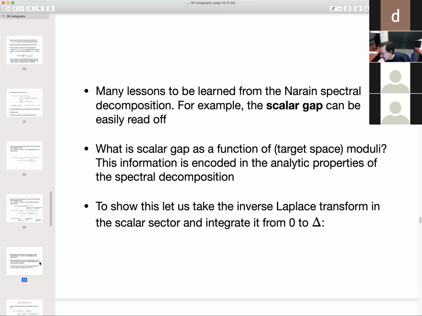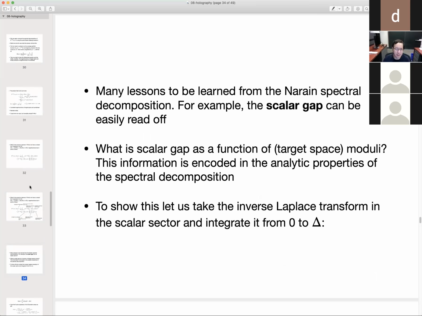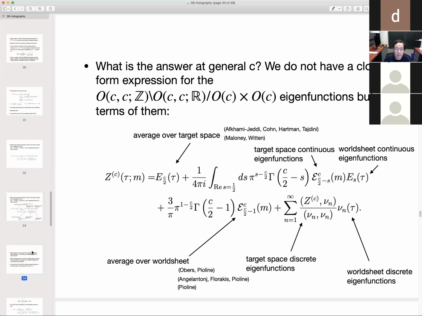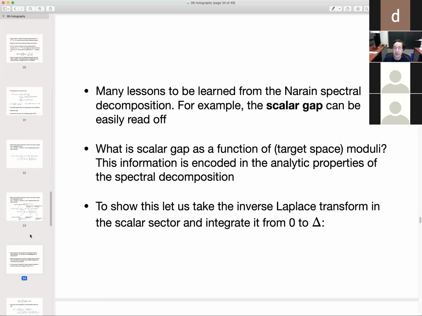Okay, I think I'm supposed to stop after 50 minutes, so maybe I'll just say this very quickly, which is that with this decomposition, there are various interesting properties of the CFT that you might be interested in. For example, you might be interested in the gap of the spectrum. With this decomposition, it's very easy to read off the scalar gap of the spectrum. By scalar gap, I just mean the lightest non-vacuum scalar operator under the maximal chiral algebra.